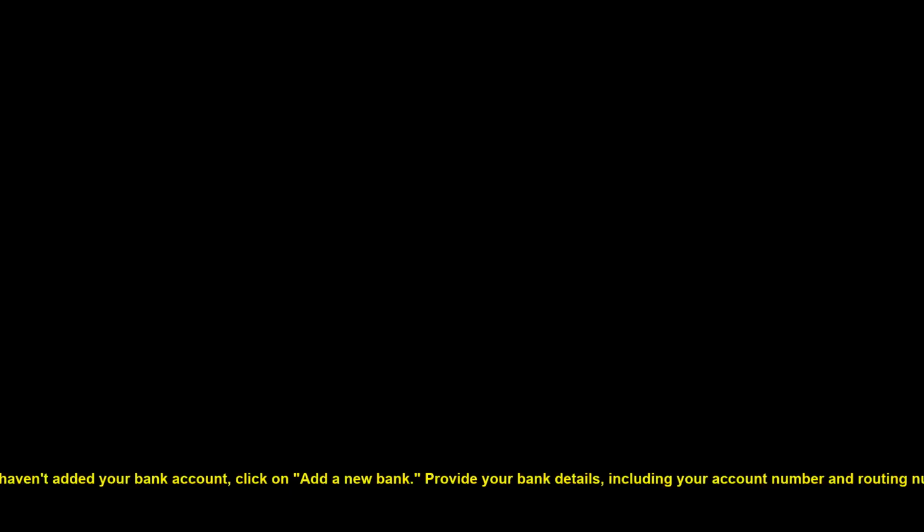If you haven't added your bank account, click on Add a new bank. Provide your bank details, including your account number and routing number. Once your bank account is successfully linked, return to the withdrawal screen. Enter the amount you wish to withdraw.